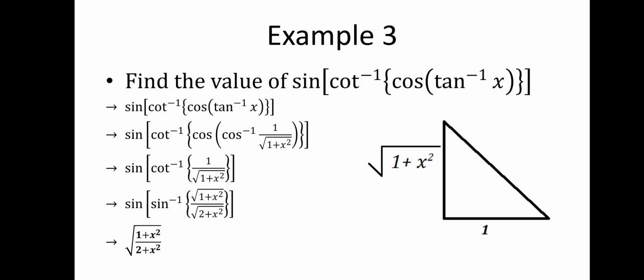So it's nothing tricky. It's just that we need to consider the triangles to change the ratios, one inverse trigonometric ratio into the other. Now let us move to the next problem, number 4.